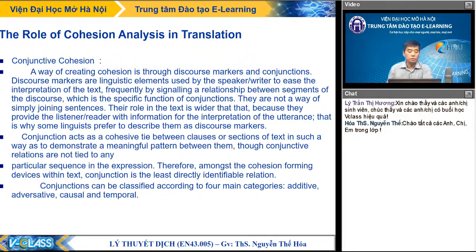And the next concept is called conjunctive cohesion. A way of creating cohesion is through discourse markers and conjunctions. Discourse markers are linguistic elements used by the speaker or writer in the interpretation of the text. And you have to know that a conjunction can act as a cohesive tie between clauses or sections of text in such a way as to demonstrate a meaningful pattern between them, though those conjunctive relations are not tied to any particular sequence in the expression.